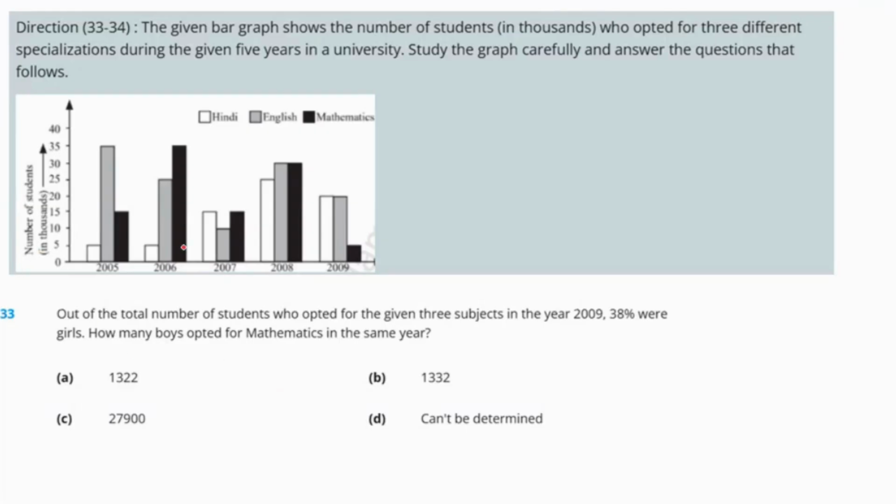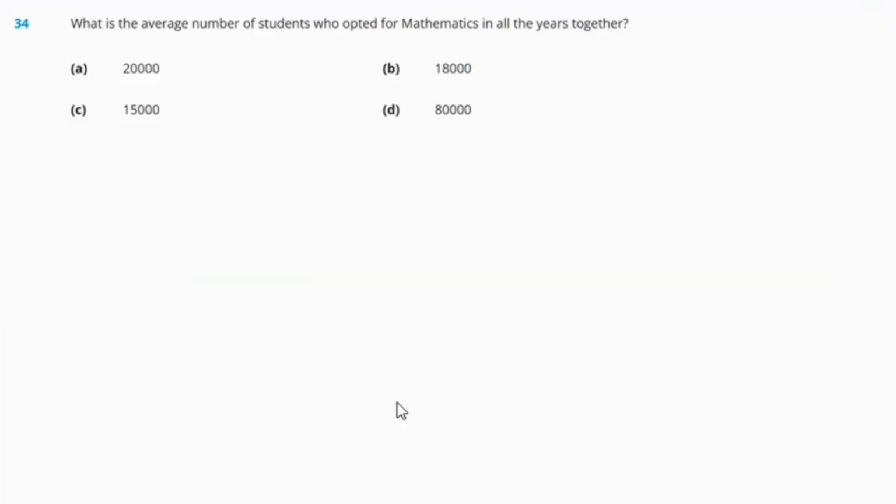Okay, so now it is saying that how many boys opted for the mathematics in the same year. If we are going for this, what we need to do now, we need to figure out the total number of the students who are present over here and how many boys opted for the mathematics in the same year. So on the basis of that, if we need to figure out about the boys, yeah, all the information is not given to us correctly over here. So we are not able to complete it. So option D, can't be determined, will be the correct answer.